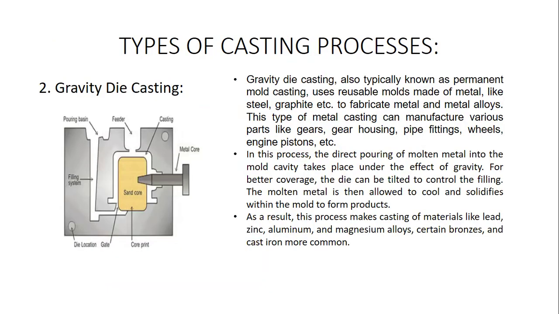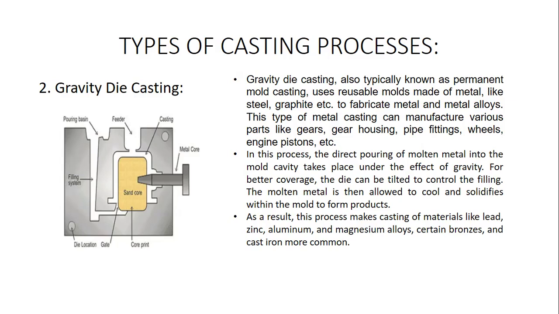Second one is gravity die casting. Gravity die casting can otherwise be termed permanent mold casting. The mold can be reused again and again for making multiple casting products, since the mold material is made of metal, say steel and graphite. This type of metal casting can be used for producing final end commodities like gears, gear housings, pipe fittings, engine pistons, etc.